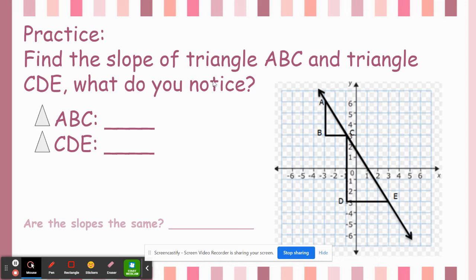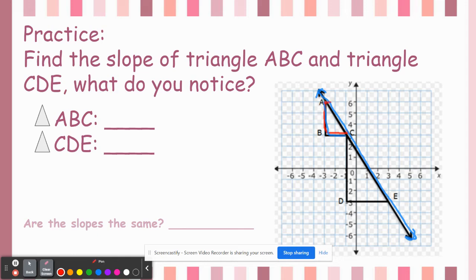All right, find the slope of triangle ABC and triangle CDE and tell me what you notice. So triangle ABC, if you notice from the picture here, that's that right triangle. And remember, you're talking about the slope of this line, okay? So we're going to use the rise over run based off of what they gave us.